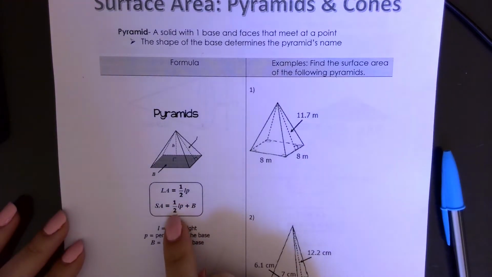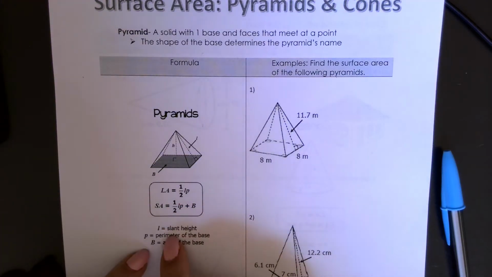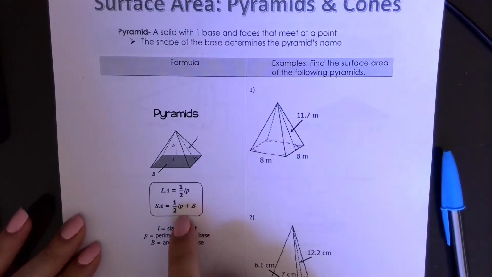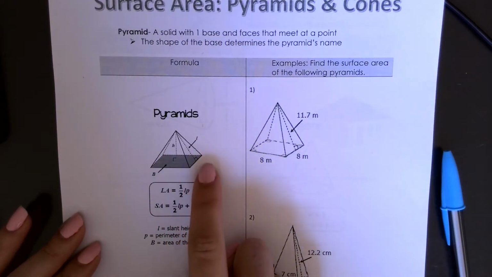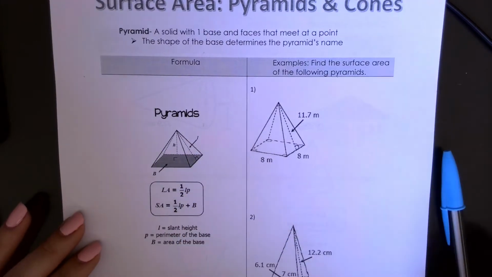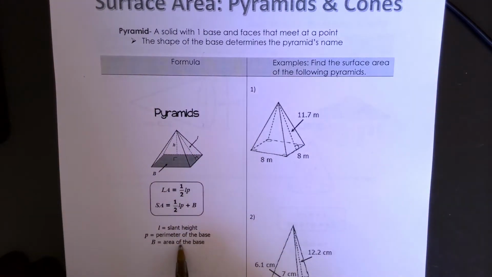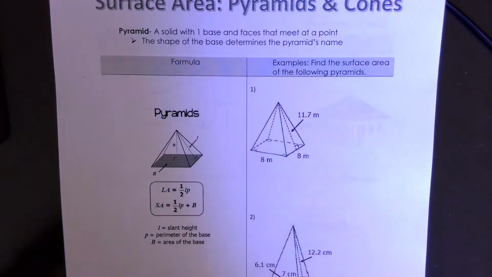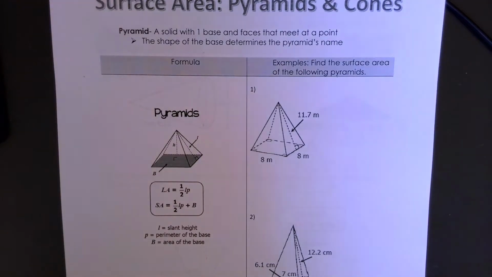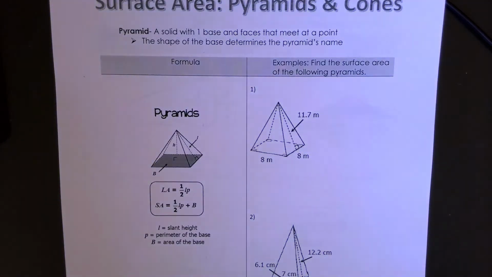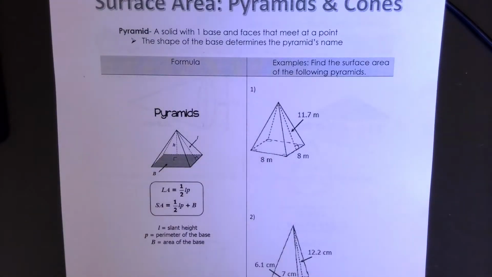So you would have to take half. That L represents your slant height. So right here, your slant height, times the perimeter of the base, whatever the base is, find the perimeter, plus that big B right here, which is the area of the base. So depending on the shape of your base, you'll use the correct formula that applies to that. Okay, so let's start practicing. Find the surface area of the following pyramids.